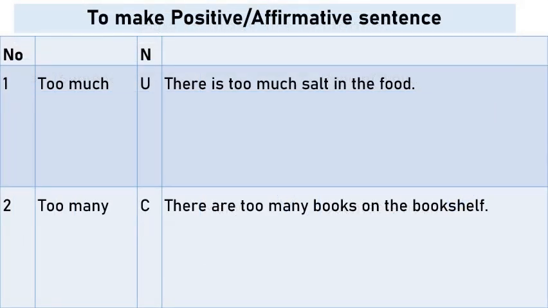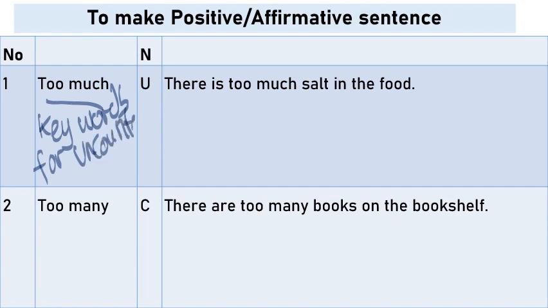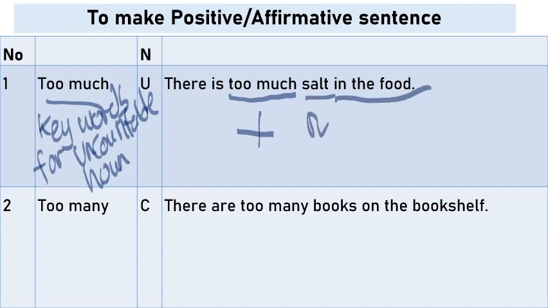How to make a positive sentence using too much. Too much is the keyword for uncountable noun. For example, there is too much salt in the food. Too much is the keyword. Salt is the noun. And in the food is the rest of the sentence.